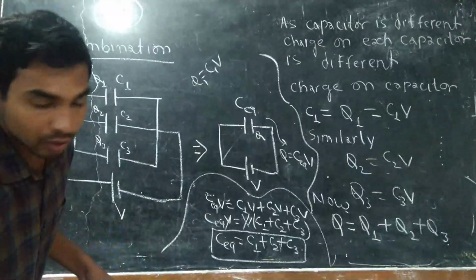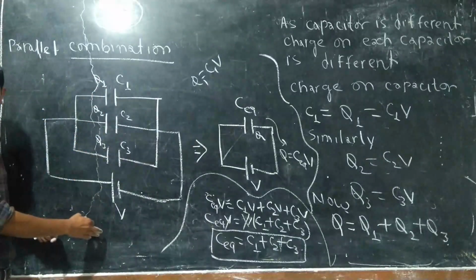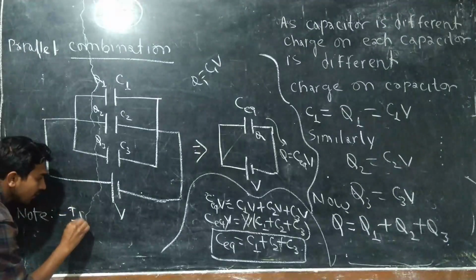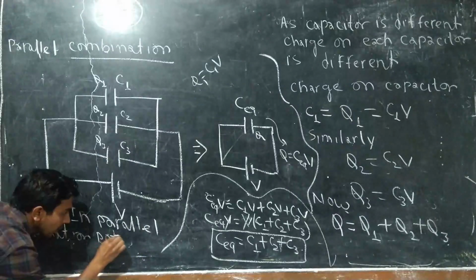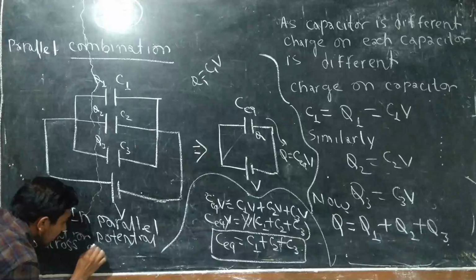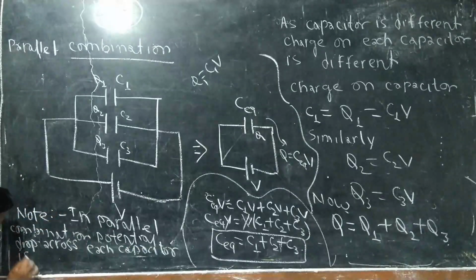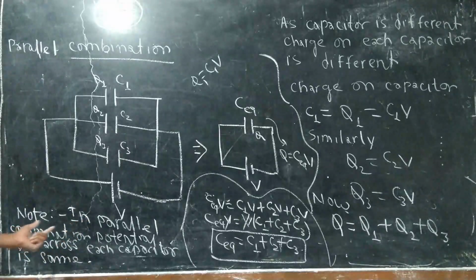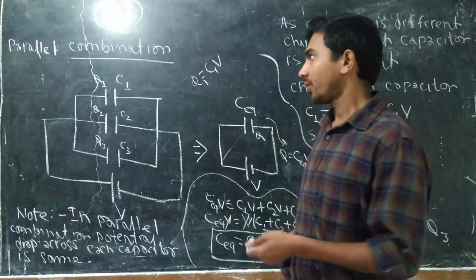Now we have to write a note. You can see the potential drop across each capacitor is same. So write note: in parallel combination, potential drop across each capacitor is same. So this is all for today's lecture.